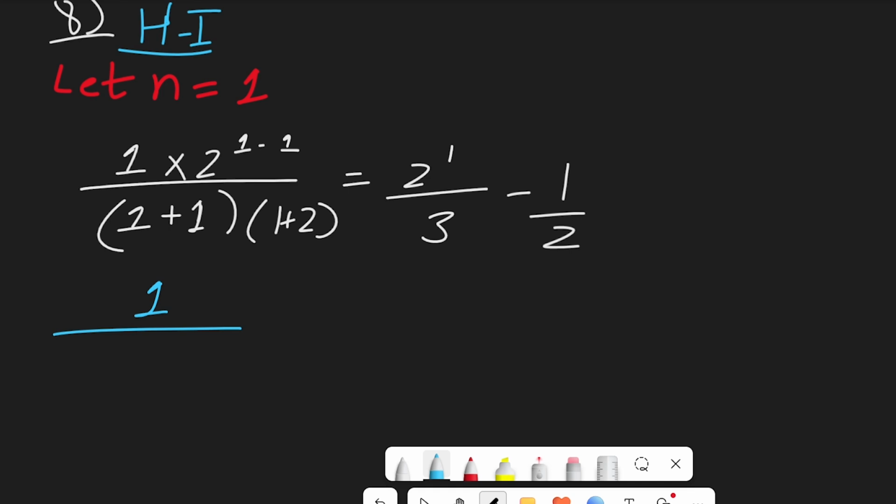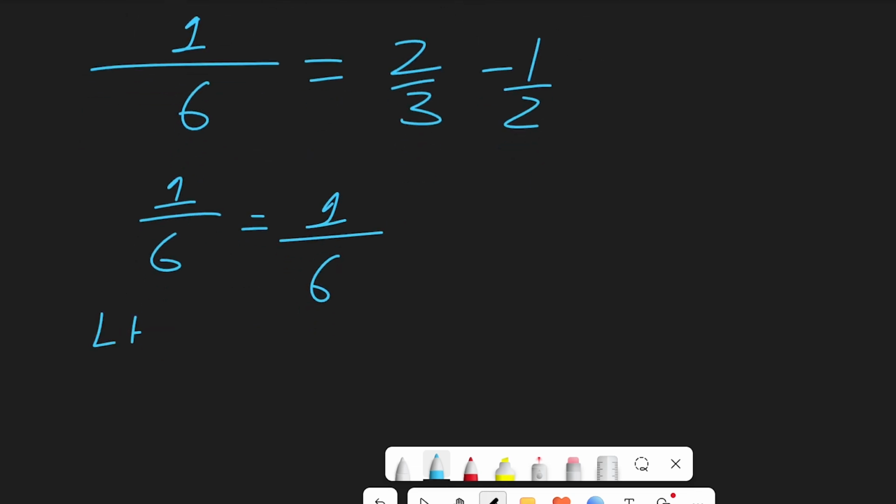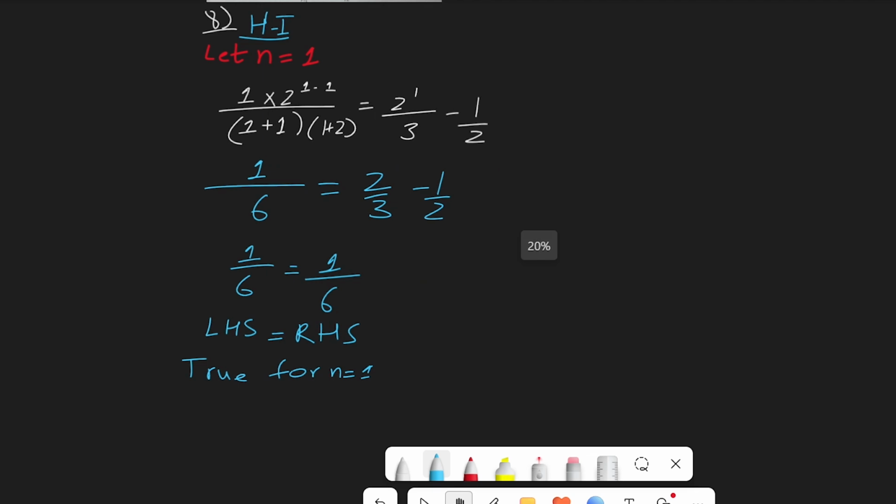2 plus 2 times 2 times 3 is 6, which would be equal to 2 power 1 2 over 3 minus 1 over 2, which means 1 over 6 is equal to, this would multiply over here, which would be 4 minus 3, which would be 1, and the denominator would also be 6. So as LHS equals RHS, we can say that this is true for n equals 1. Okay, simple as that.